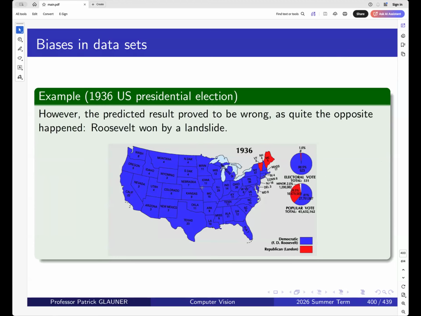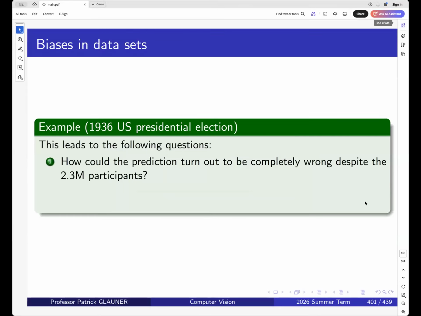Here this stands for Roosevelt, the Democratic candidate. And you see he won almost all the states. And Landon, here in red, did not do very well. He did not even win in Kansas, his home state, by the way. So the question is, they sent out 10 million questionnaires, and how could this go wrong despite the 2.3 million participants? This was really big data at that time.